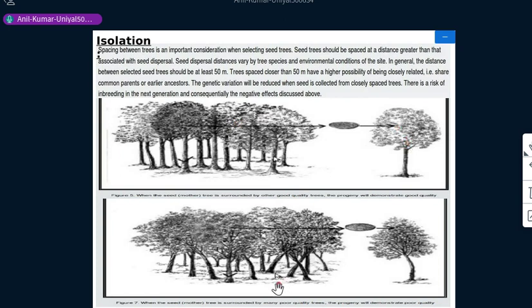But when more deformed trees are there, and only one or two or a few desirable trees are there, then there may be a chance of cross pollination from average or poorly formed trees also, and the result is like this. So this text is mentioned here, that we must have at least 50 meter isolation distance from malformed trees. All the specifications are mentioned as I have described about these two pictures, right?